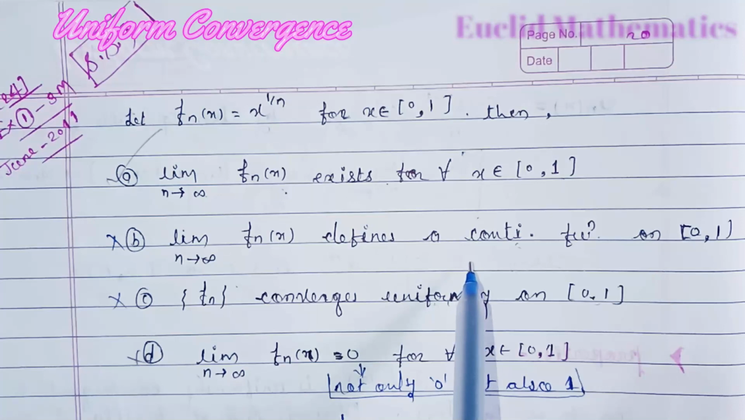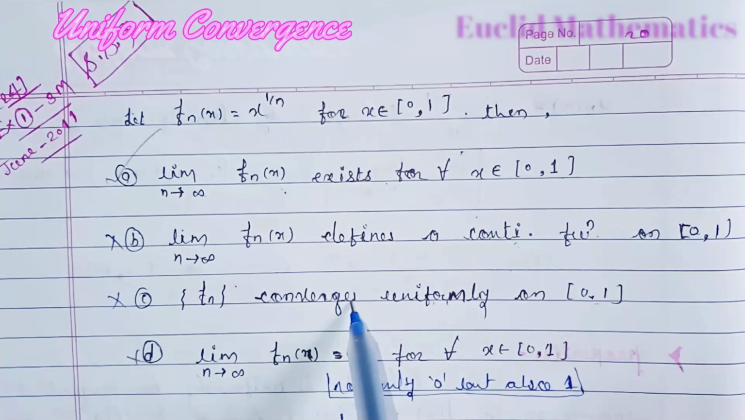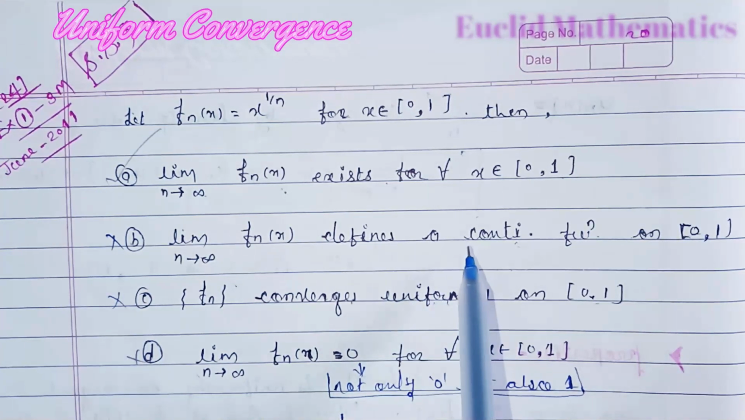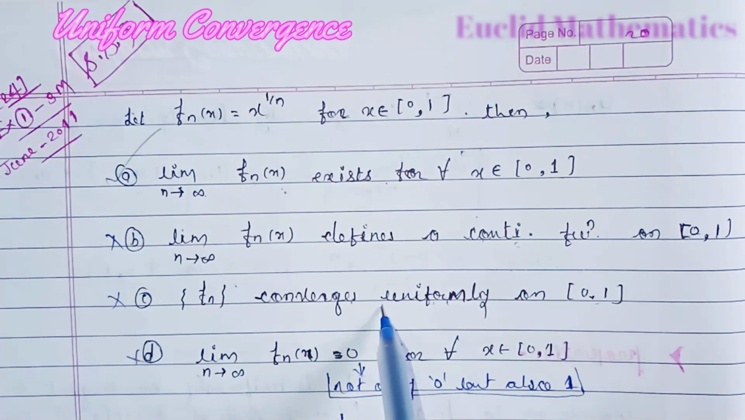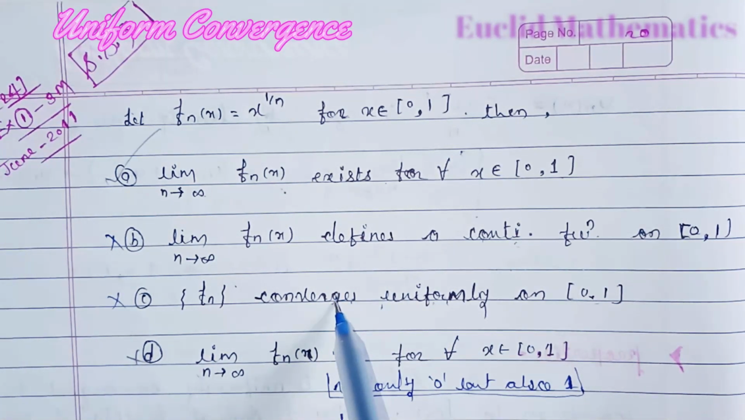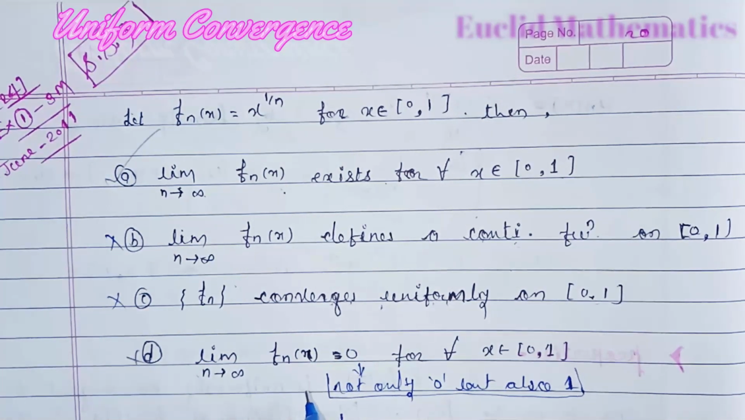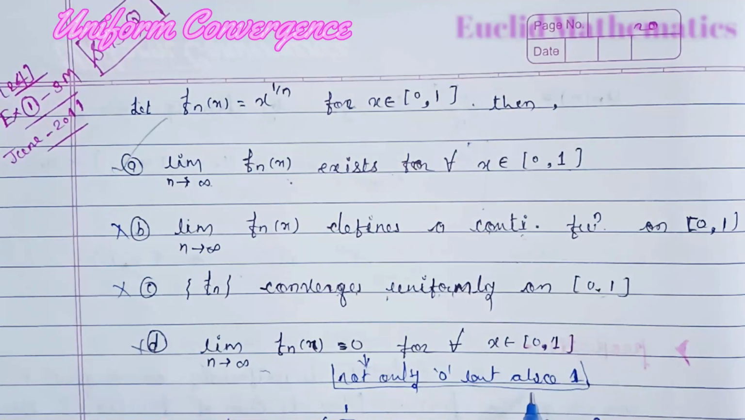Here is one short trick. If the function is not continuous, that means it is not uniformly convergent. So if it is not continuous, then we do not have to go for option C; it is obviously not uniformly convergent. Now option D says that limit n tends to infinity f_n(x) is 0 for all x belongs to [0,1]. So we have to check this for n tends to infinity of x^(1/n).